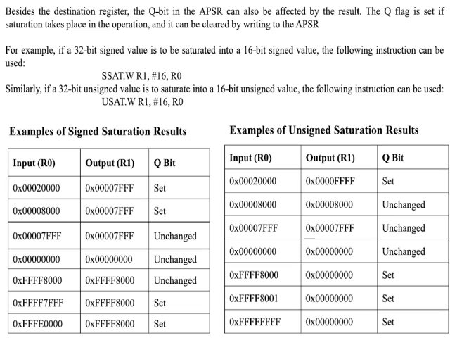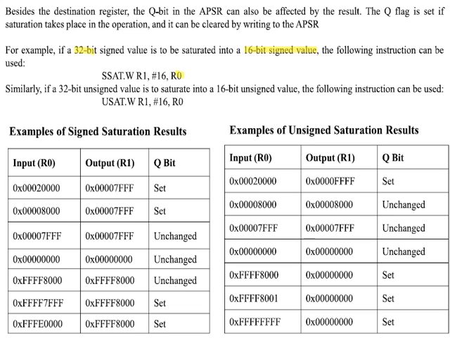Take a 32 bit example: if a 32 bit signed value is to be saturated into a 16 bit signed value, okay. The actual capacity is 32 bit, but we are limiting it to only 16 bit. That is nothing but scaling this. So the following instruction can be used: SSAT. We assume the value to be applied is available in register R0, and that value should be reflected in R1.